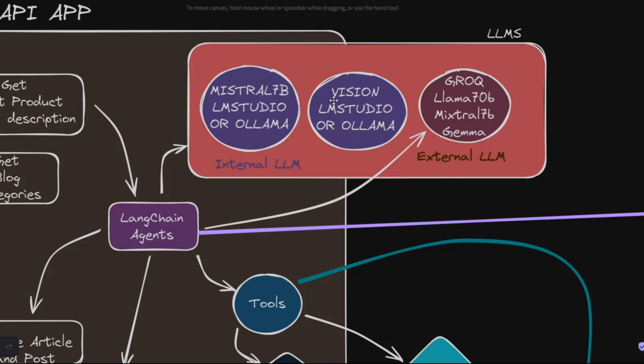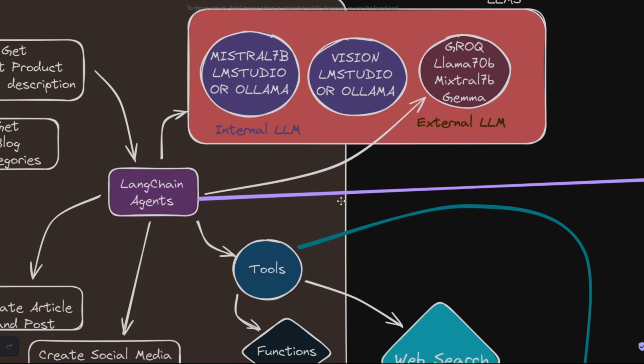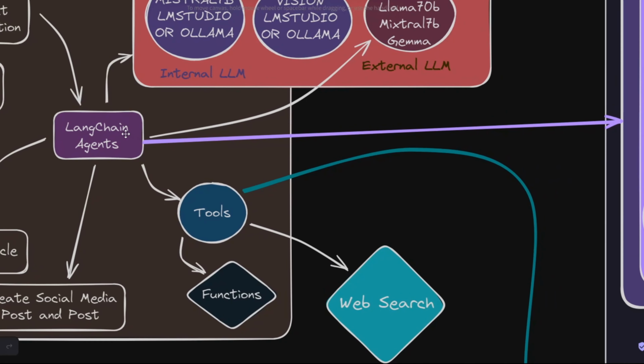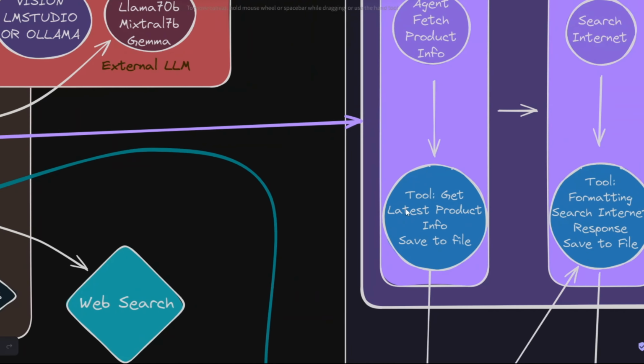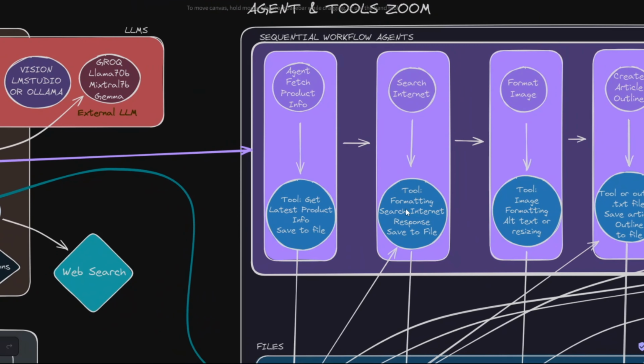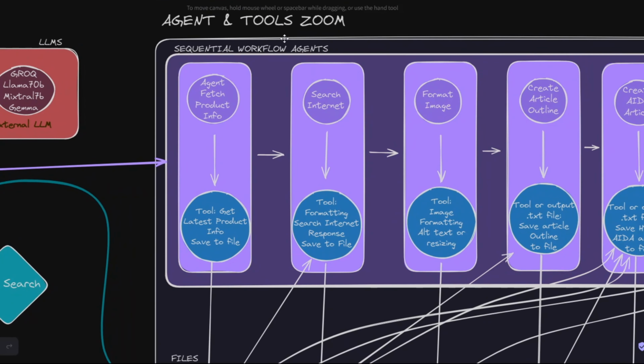We're going to use Groq. We're going to use 3 different models in Groq. I'll explain you why we do that later on. So external LLMs and internal ones. The Vision LLM, I'm not going to use it, but it's good that you see that you can use it also for the image of the article.